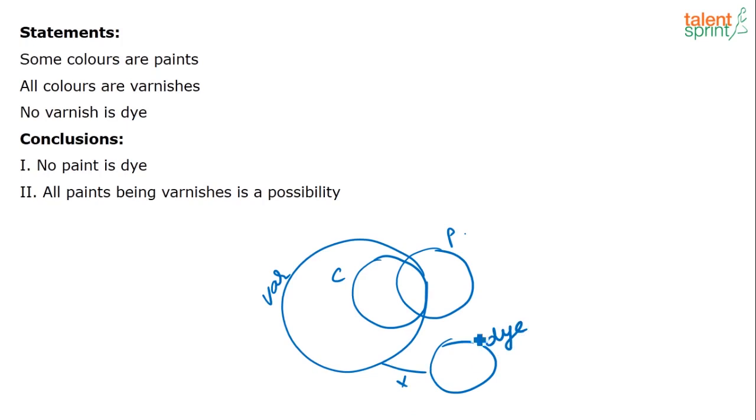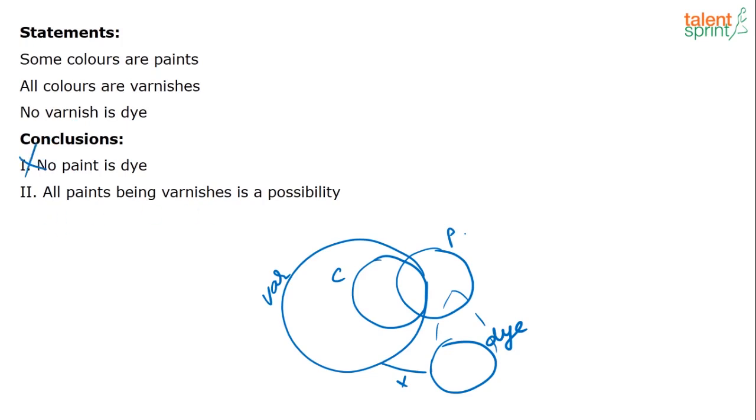Okay. Yeah. No paint is dye. So again, no paint is dye. Can we say that? We are not sure, right? See, there can be some overlapping between paint and dye. It can be, cannot be. So it's not a definite thing that you can say from the given diagram. So this conclusion does not follow.